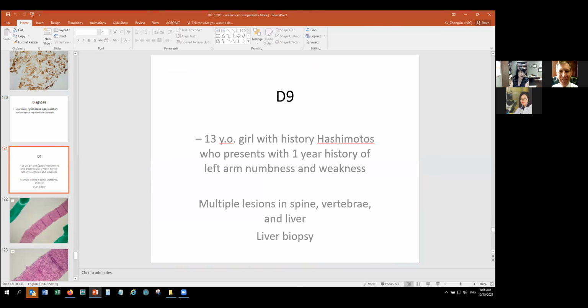I think this is the last one. The last one is a 13-year-old girl with a history of Hashimoto's for 1 year, who has left arm numbness and weakness. There are multiple lesions in the bone, spine, vertebrae, and the liver. The liver does not have a big mass. It's kind of scattered, and the initial thought could be metastatic disease, with multiple nodules. We did an ultrasound-guided core biopsy. That's D9.